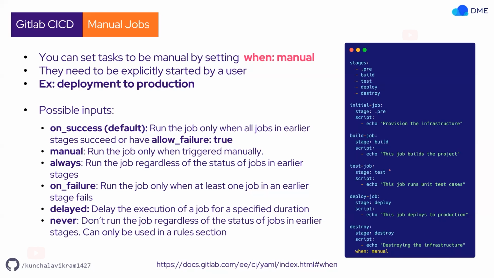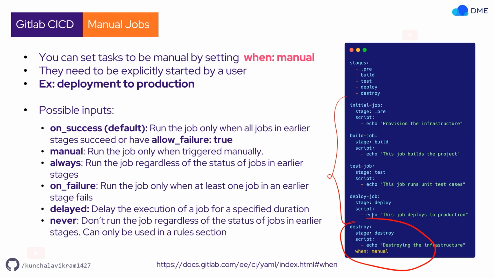The default behavior of all the jobs, as I already said, is that if any job fails, all the other jobs will not be executed. But here you have various options. If I set when to on_success, then that job will run only when all the previous jobs have executed successfully. This is the default. If you don't put any when, it defaults to on_success. On success means only when previous jobs are successful will this particular job execute.